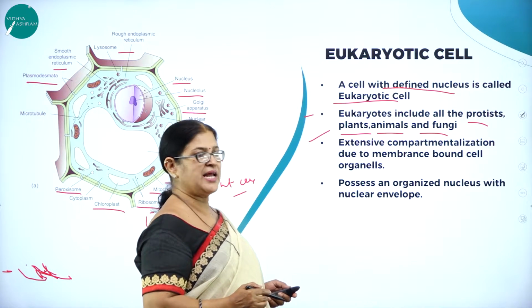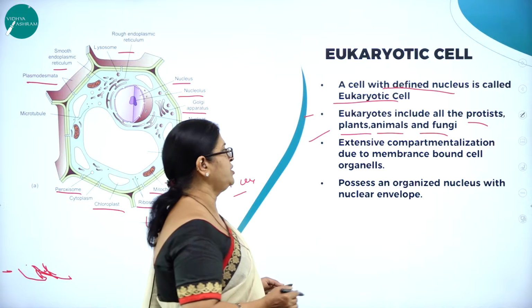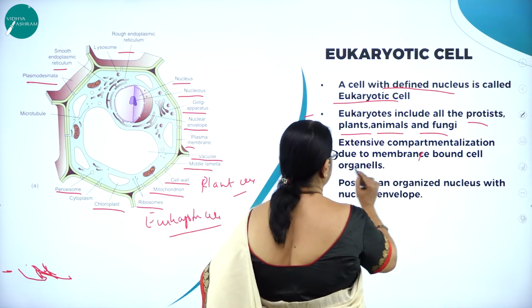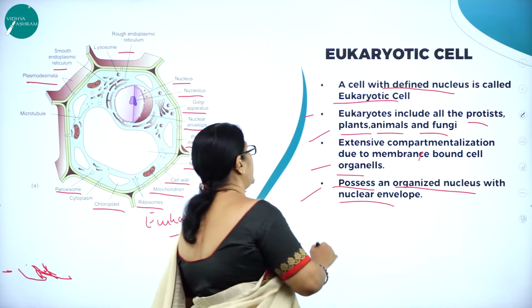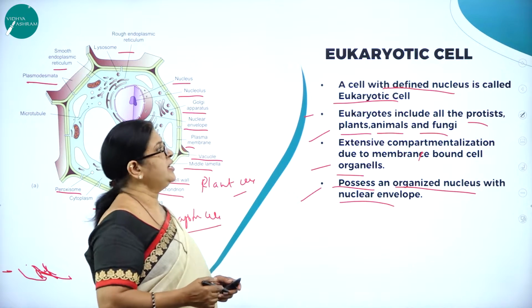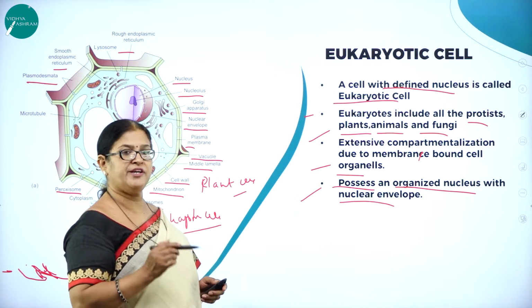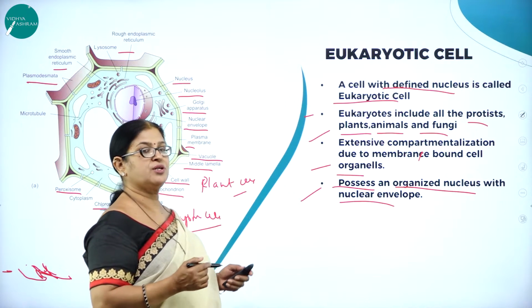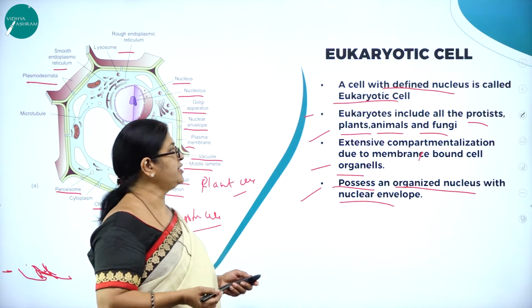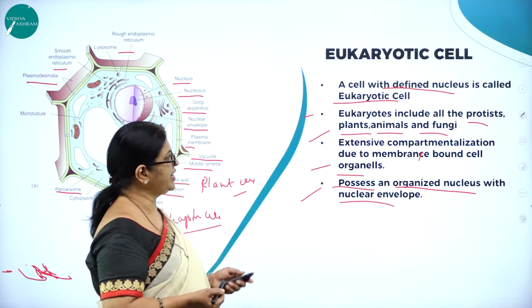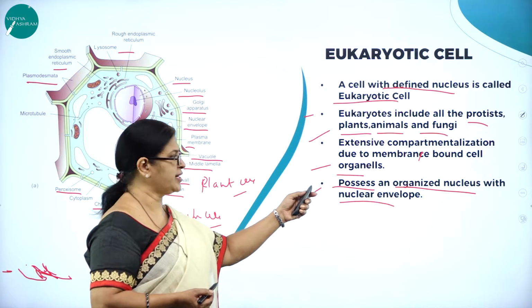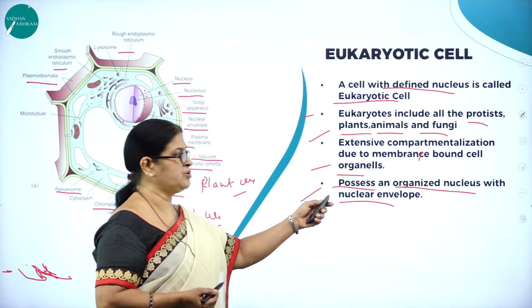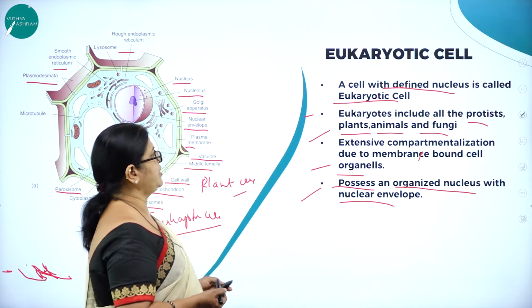Extensive compartmentalization due to membrane-bound cell organelles possesses an organized nucleus with nuclear envelope, as I said. So I repeat, a eukaryotic cell is a cell with defined nucleus. Eukaryotes include organisms like protists, plants, animals, and fungi.